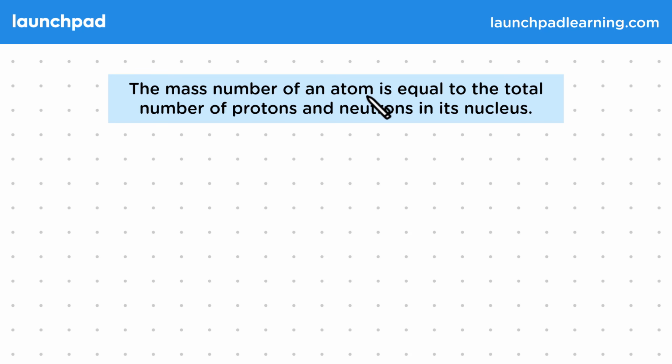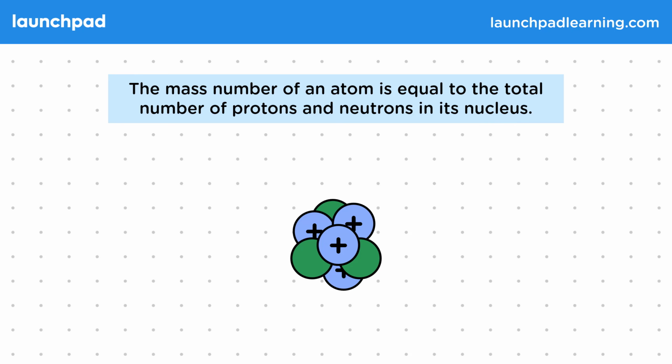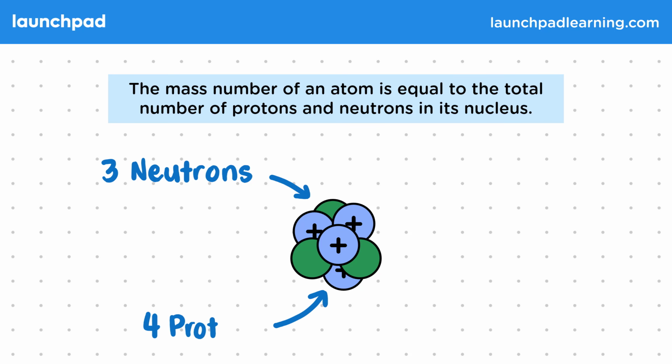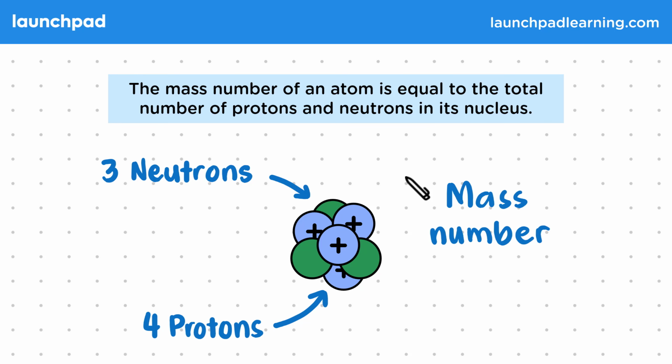The mass number of an atom is equal to the total number of protons and neutrons in its nucleus. So in this diagram of a nucleus, we have 3 neutrons, represented by the plain green circles, and also 4 protons, represented by the blue circles with a plus sign. Then the mass number is the total number of protons and neutrons, in other words, the total number of circles in the diagram. 3 plus 4 is 7, so this diagram represents a nucleus with mass number 7.